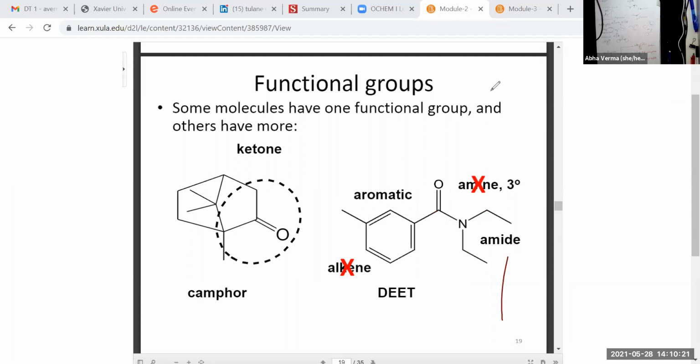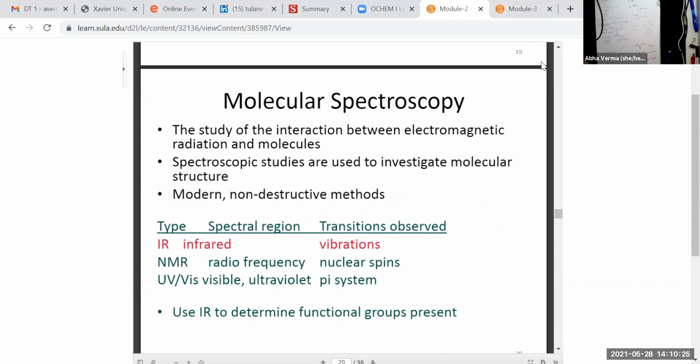Okay. Because of that double bond, right? Yes, because of that unsaturation, yes. Okay.